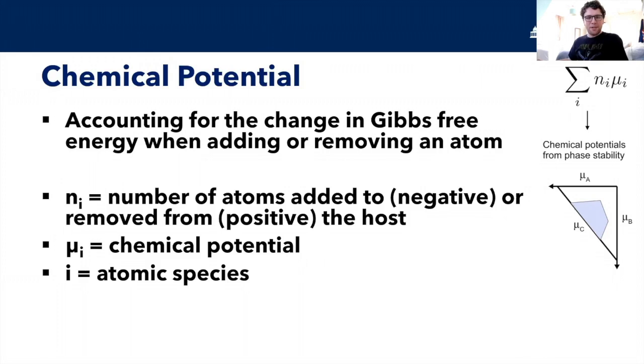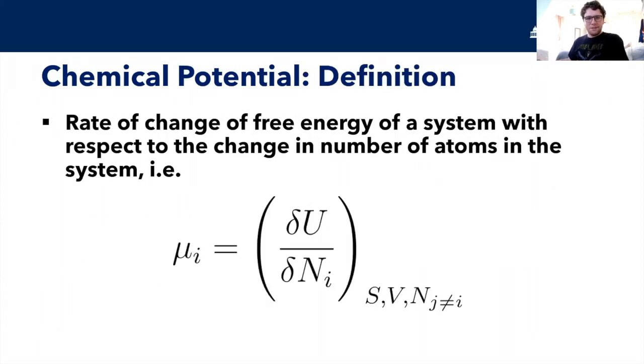Mu i here represents the chemical potential of your species, where i is the species itself. So that's all well and good, but we haven't actually discussed what this chemical potential is yet, which we're going to do now. The thermodynamic definition is the rate of change of free energy of a thermodynamic system with respect to the change in the number of atoms in the system. What this essentially means is it defines how the free energy changes as a contribution to a system changes. It's summed up by this partial derivative here: the change in the internal energy with respect to the number of atoms in the system, at constant entropy, volume, and number of the other atoms in the system.